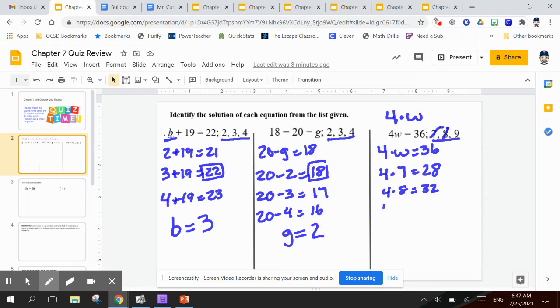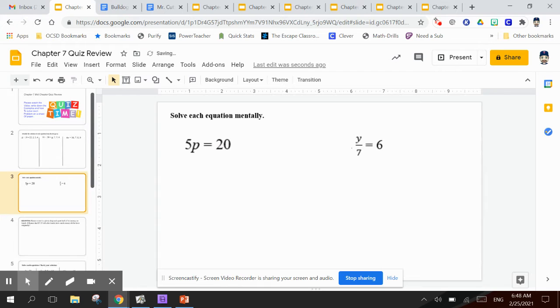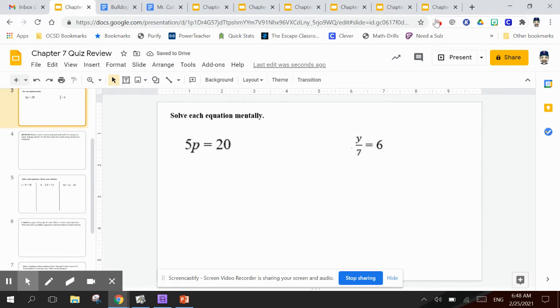So it must be 9. 4 times 9 equals 36. That one is correct. So W has to equal 9. So again, here I want to solve each equation mentally. I don't have any numbers to choose from, so I want to think about doing the opposite.